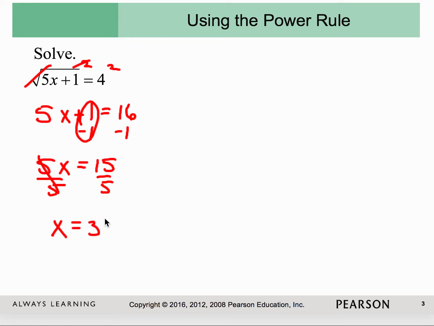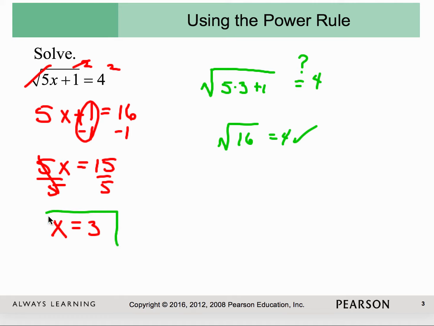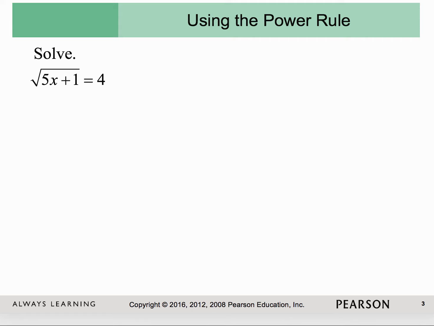Don't box it yet. You gotta check your answer. So let's plug it into the original equation. Everywhere there's an x, I'm going to put a 3. So 5 times 3 plus 1, and I want to know, does that equal 4? So is the square root of 15 plus 1 equal 4? Yes. So now I can box it. Way simple, right? We'll add to it when we get to college algebra. Don't worry.